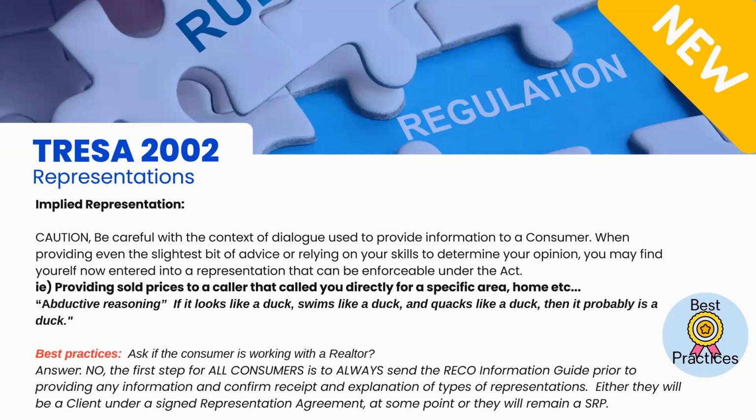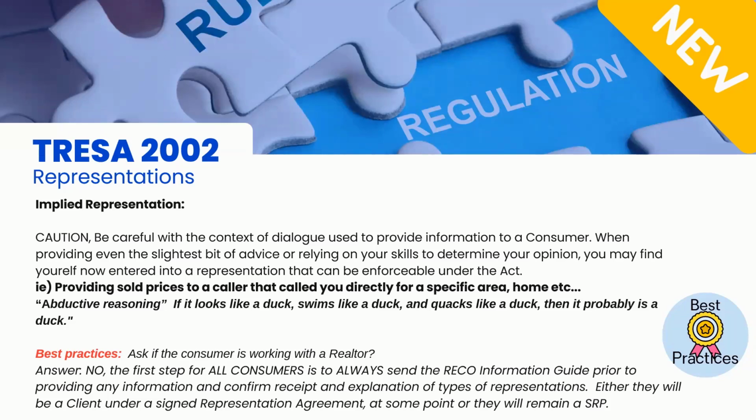So again, make sure that if the information you're relaying is not something the individual can receive elsewhere, and they're relying on your information, your services, your access to details, you must be careful in that scenario. That could be implied representation.